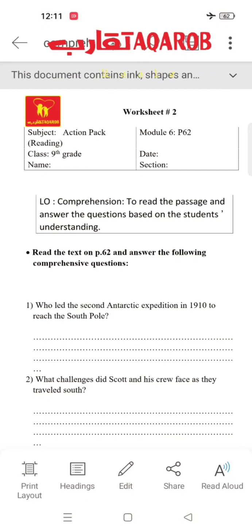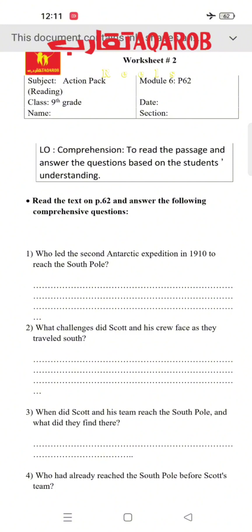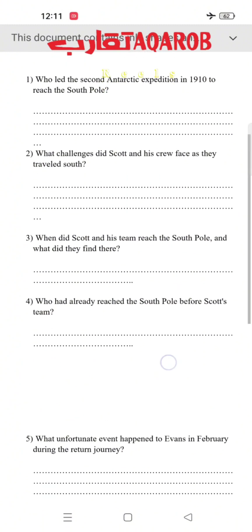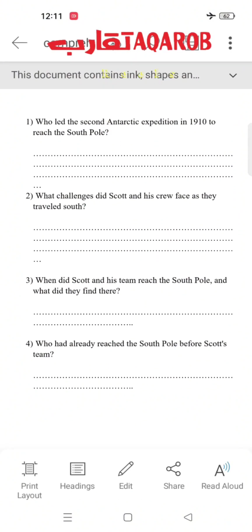Now let's answer the worksheet, which has comprehensive questions about Scott's Race to the Pole. Now, question number 1. Who led the second Antarctic expedition in 1910 to reach the South Pole? So the answer is Robert Falcon Scott led the second Antarctic expedition in 1910.